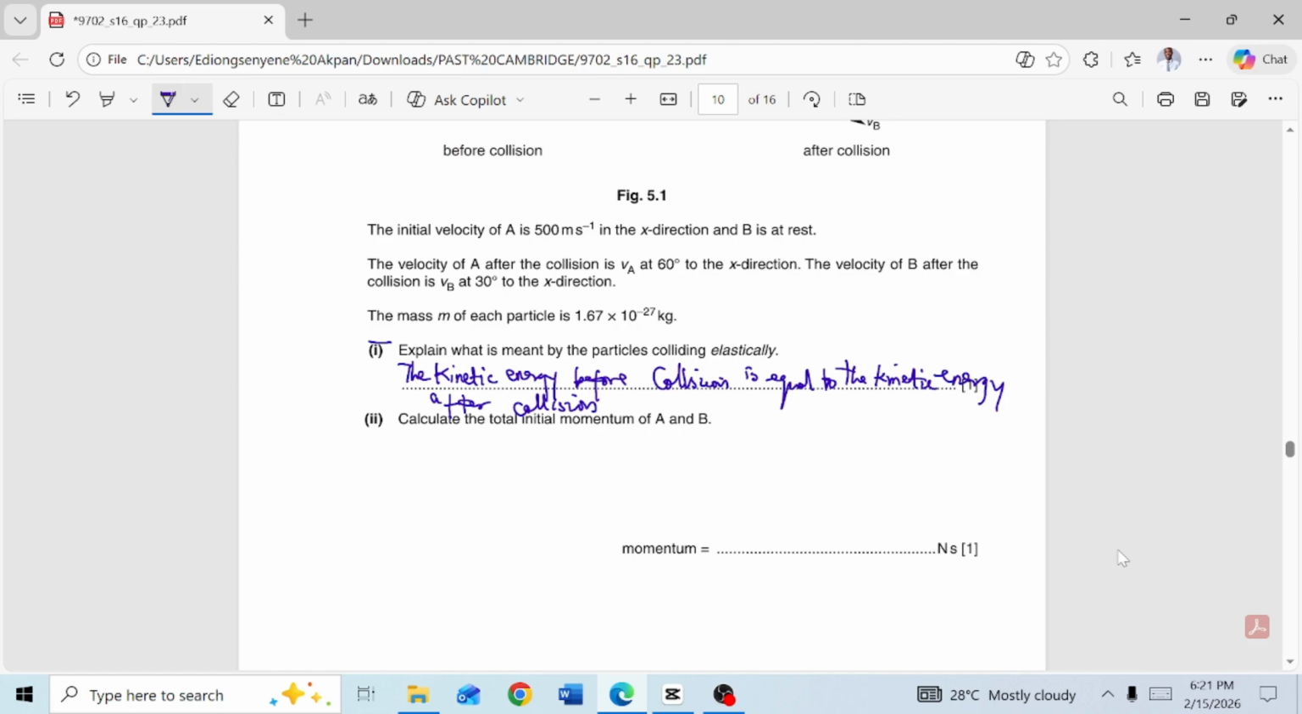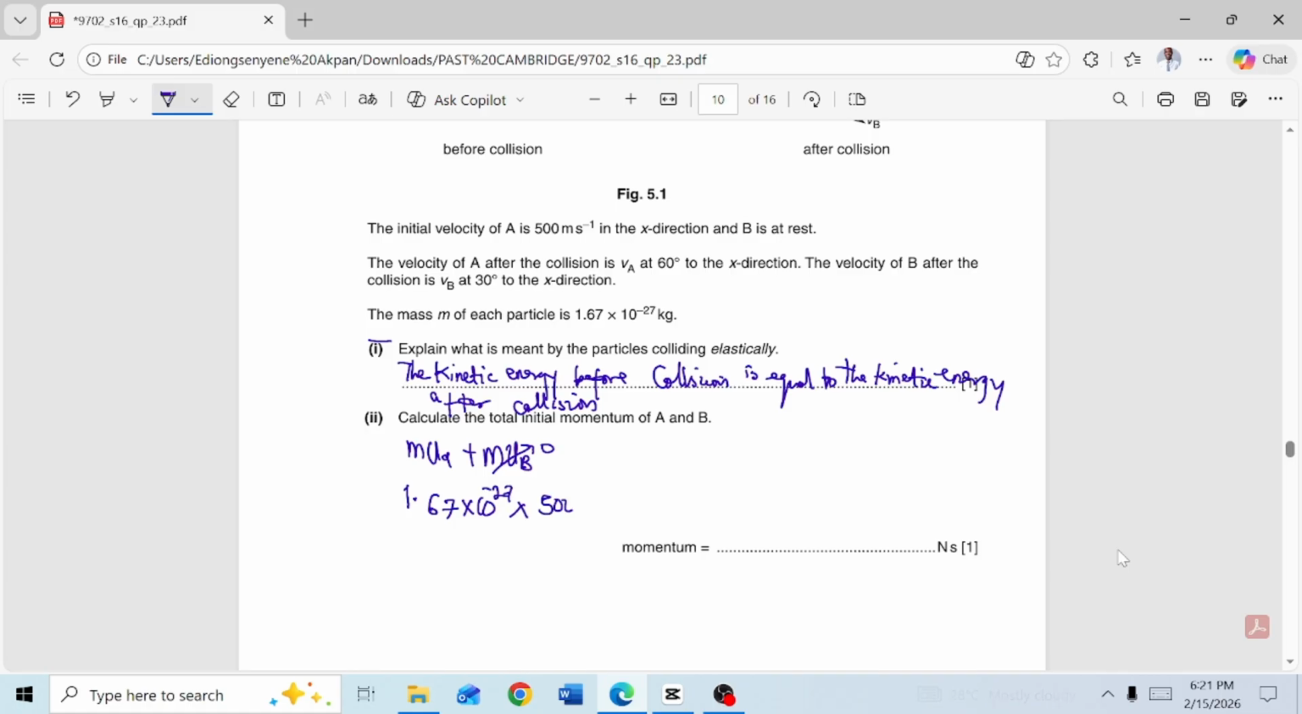Calculate the total initial momentum of A and B. The law of momentum that we stated says m UA plus m UB. That is for the initial momentum. Our UB is 0, and our m, so we are going to use 1.67 times 10 to the power of minus 27 times 500. The answer is 8.35 times 10 raised to the power of minus 25.